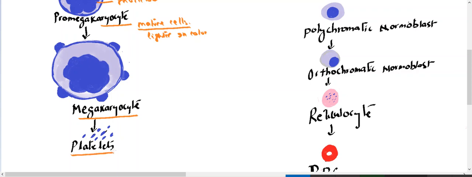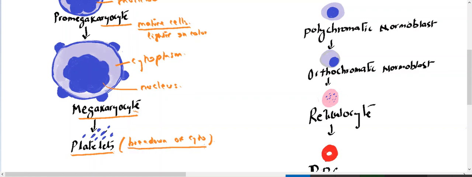So how are the platelets formed from the megakaryocyte? So this is the cytoplasm of a cell, and this is the nucleus. It's very important to know that the platelets are formed from the breakdown of the cytoplasm of the megakaryocyte. Okay, very important. Breakdown of cytoplasm of the megakaryocyte.